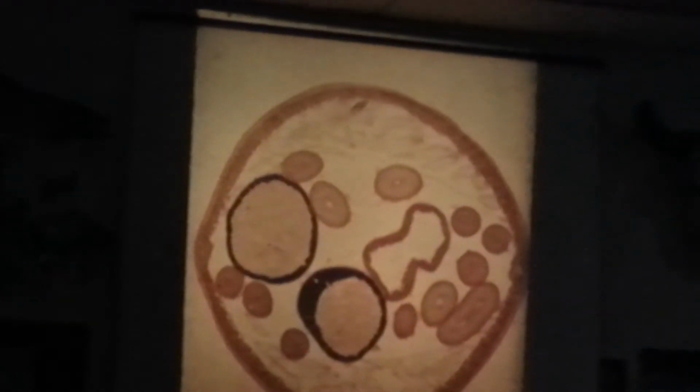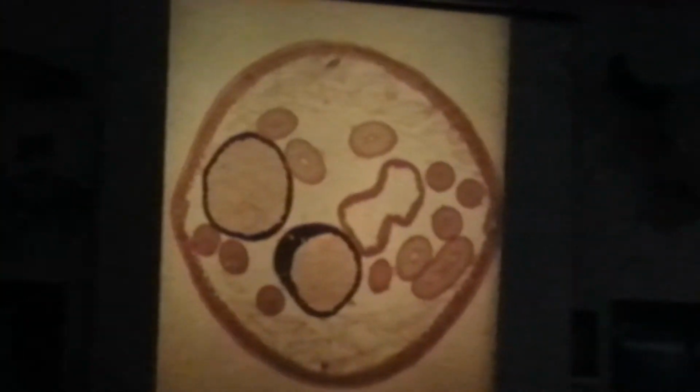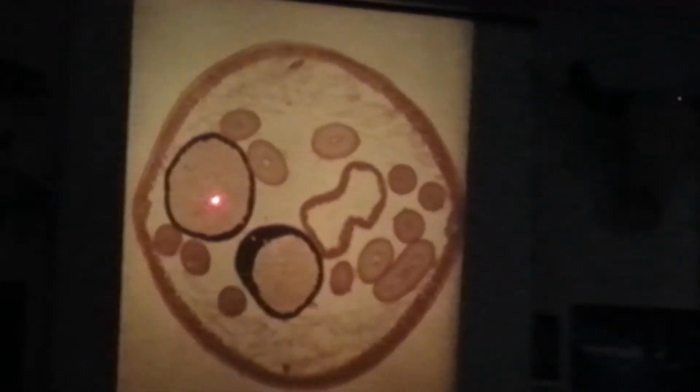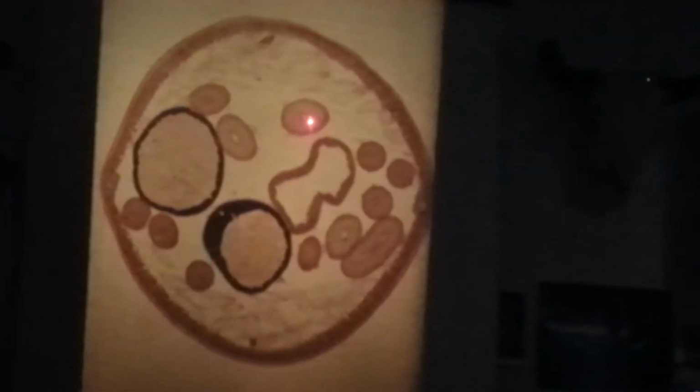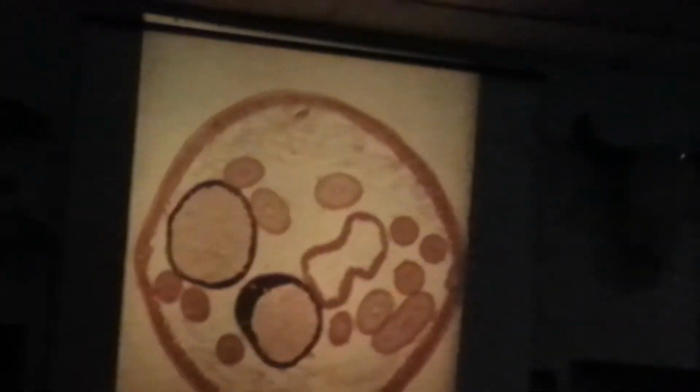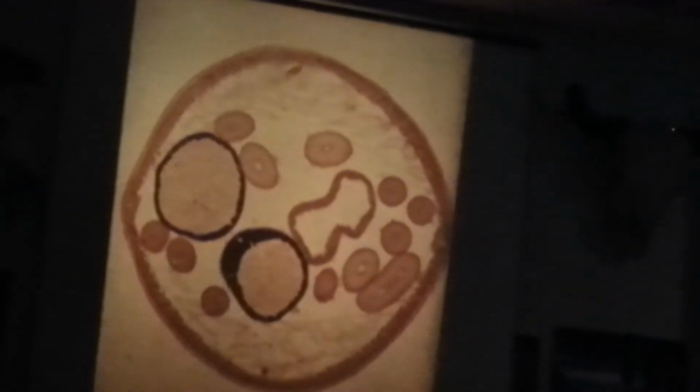Cross section of a nematode. Phylum Nematoda. This is Ascaris. Is this female or male? Female. Okay, so what are these things? Ovaries. Nope. Oviducts. Uterus. So these are ovaries. These are oviducts. Uteri. Really? So, uteri.